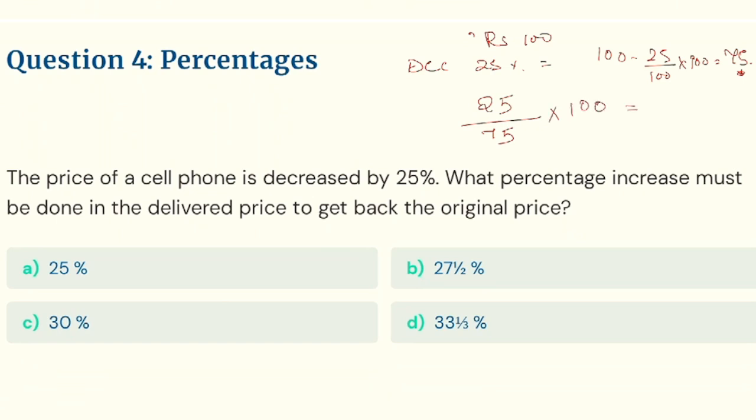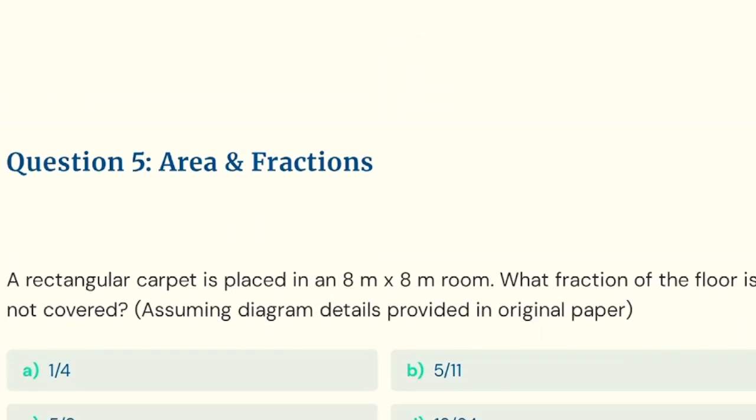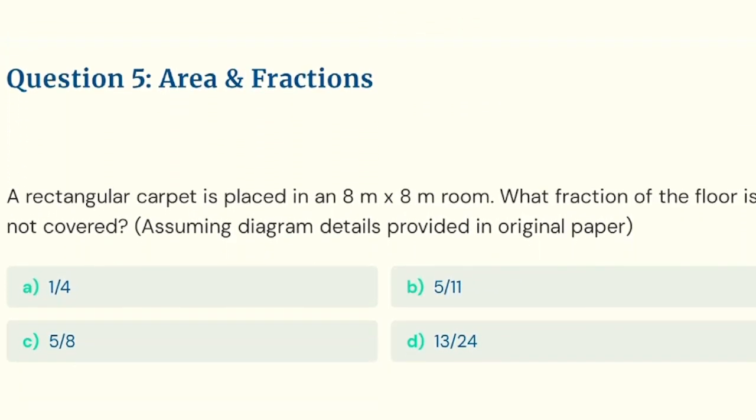So it will be like 1/3 of 100. That means a 33 1/3% increase must be done to get it back to the original price. Now the fifth question, area and fraction. A rectangular carpet is placed in an 8 by 8 meters room. What fraction of the floor is not covered?